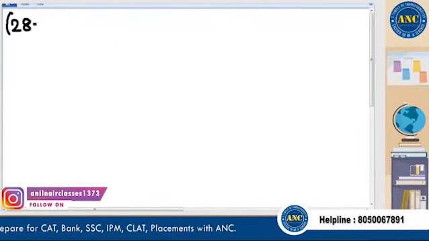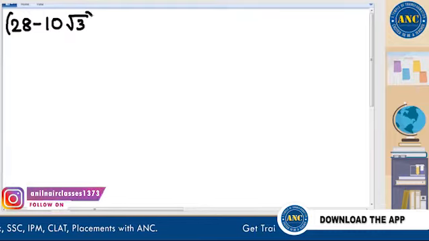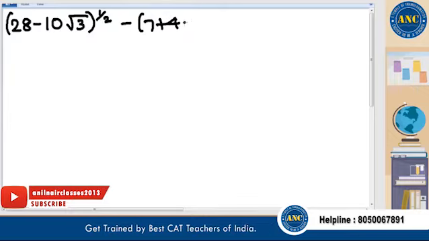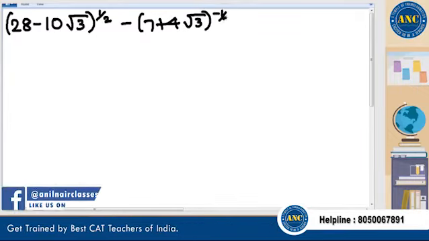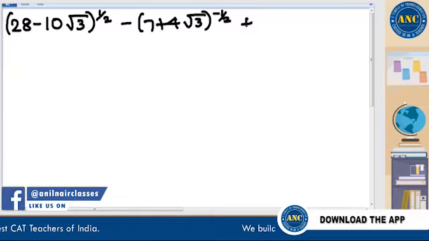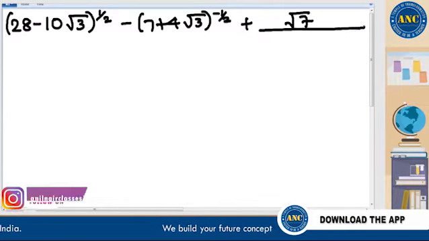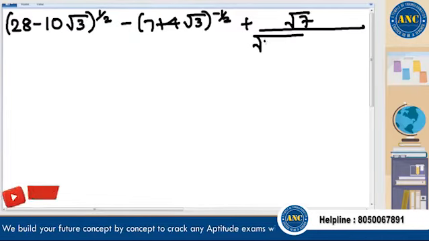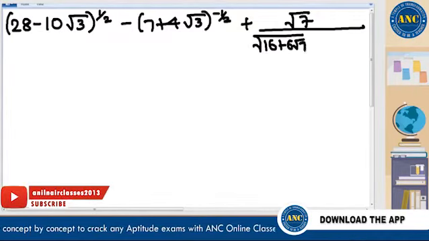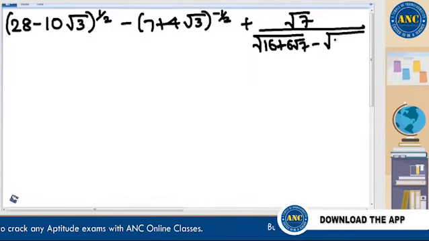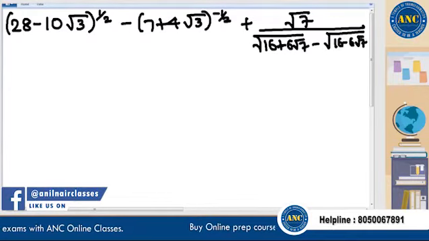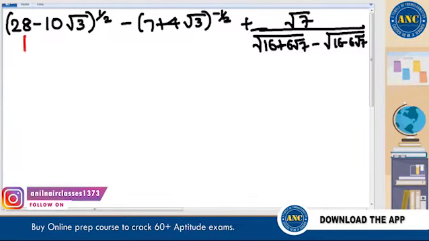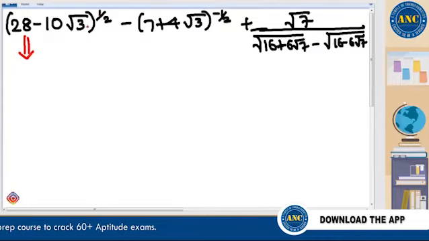Question is: square root of 28 minus 10 root 3, that is (28 minus 10 root 3) to the power of 1 by 2, minus (7 plus 4 root 3) to the power of minus 1 by 2, plus root 7 divided by root 16 plus 6 root 7 minus root 16 minus 6 root 7. Again, I think that it is not a difficult question if you have practiced it well. First, what should be the first term? Power 1 by 2 is nothing but square root.